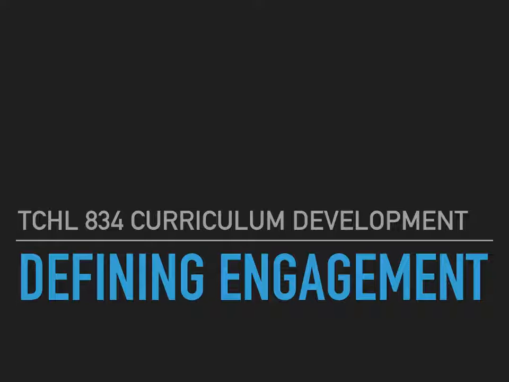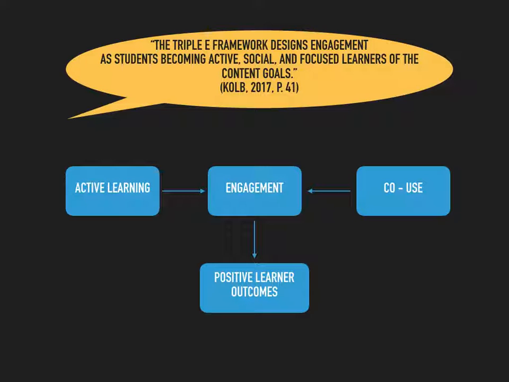In this module, we're going to take a look at defining engagement, which is the first E of the Triple E framework that Liz Kolb has developed and that we've been studying so far in the course. So today we're going to really look at what does it mean when we say students are engaged in learning? How do we evaluate student engagement, particularly when we're implementing technology tools? And that's going to help us in this curriculum development process as we really look at is the curriculum meeting our student learner goals? Because remember, that's our primary focus.